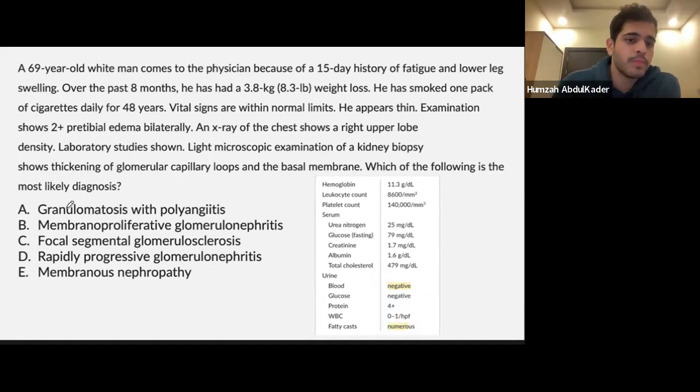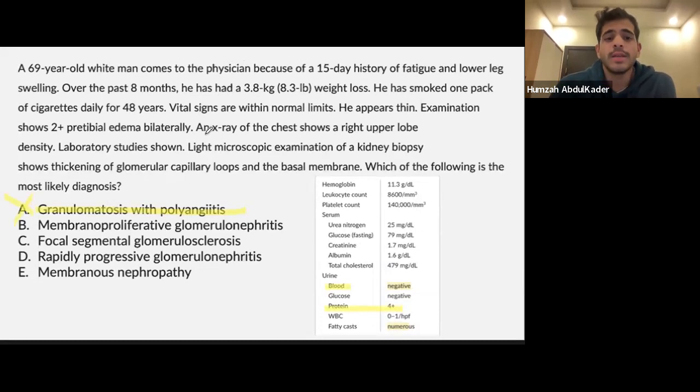Okay. Now, this, we know what that is, right? That's Wegener's. Wegener's, it doesn't mention anything to do with sinusitis or hematuria, anything like that. So it cannot be A, right? In fact, it mentions no blood in the urine, but he has protein 4+. So it's most likely a nephropathy, right?